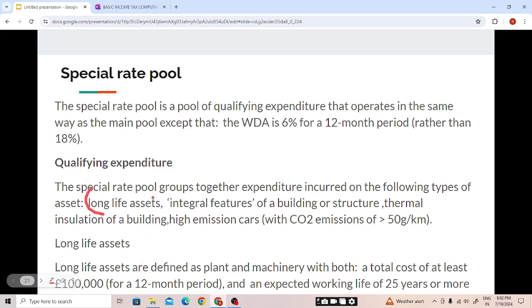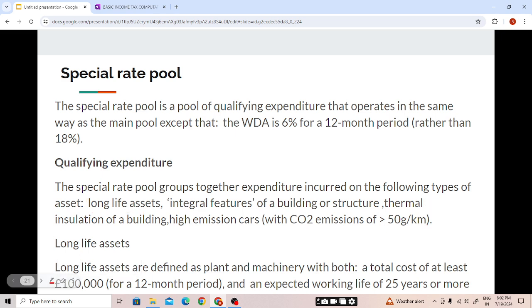Now we will be looking into each of these. This we have already covered. Now we'll look at what the term long life asset means. Long life assets are defined as plant and machinery with both a total cost of at least 100,000 pounds for a 12-month period and an expected working life of 25 years or more.